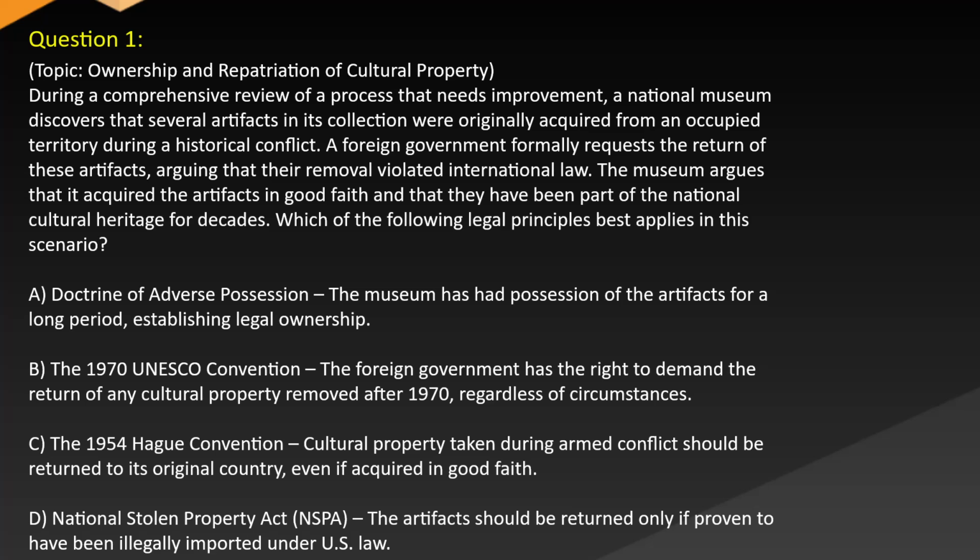A. Doctrine of reverse possession. The museum has had possession of the artifacts for a long period, establishing legal ownership. B. The 1970 UNESCO Convention. The foreign government has the right to demand the return of any cultural property removed after 1970, regardless of circumstances. C. The 1954 Hague Convention. Cultural property taken during armed conflict should be returned to its original country if acquired in good faith. D. National Stolen Property Act, NSPA. The artifacts should be returned only if proven to have been illegally imported under U.S. law.